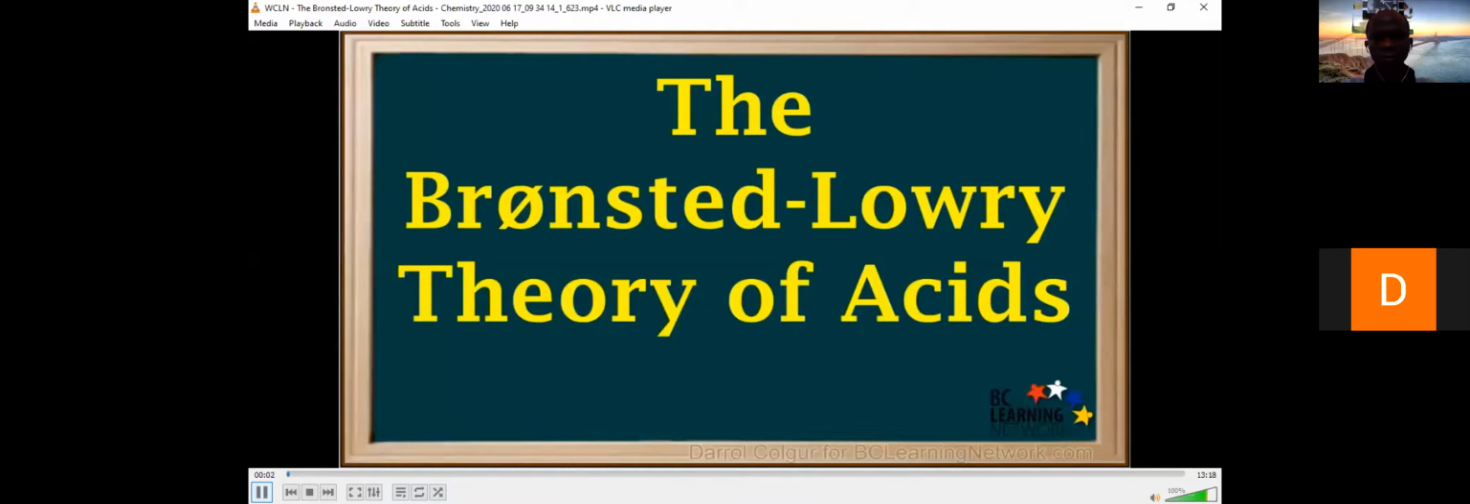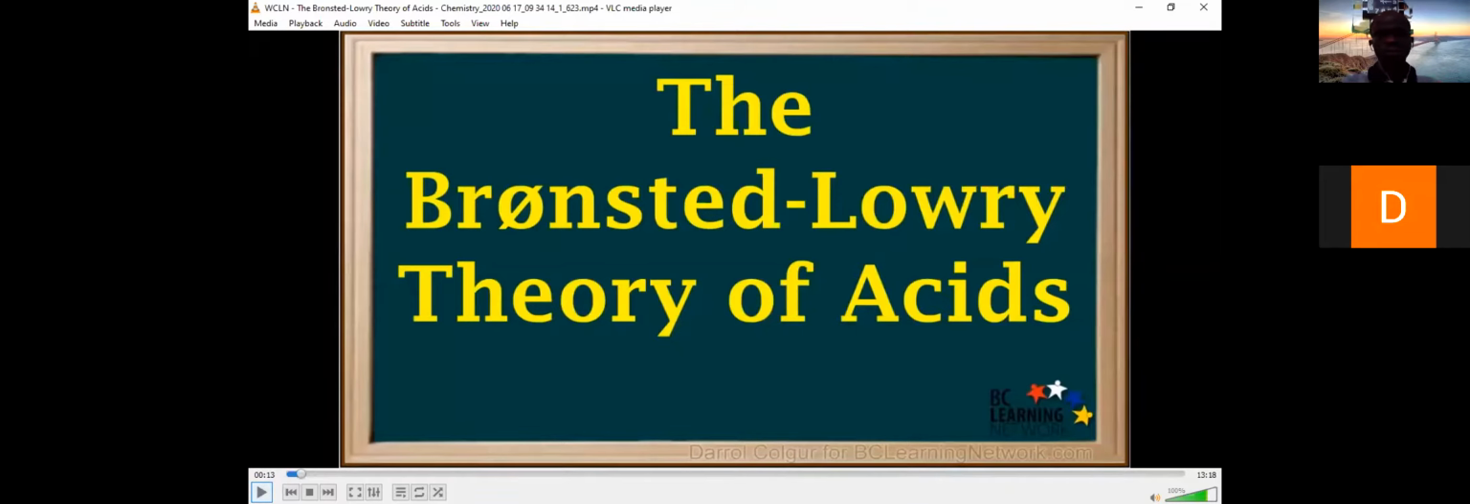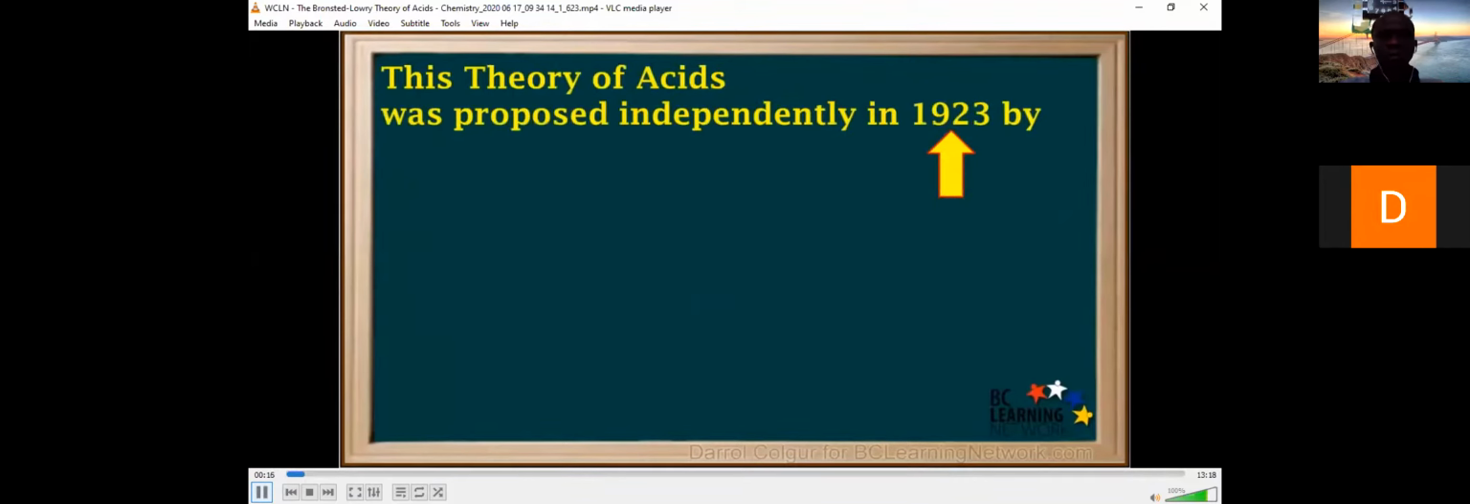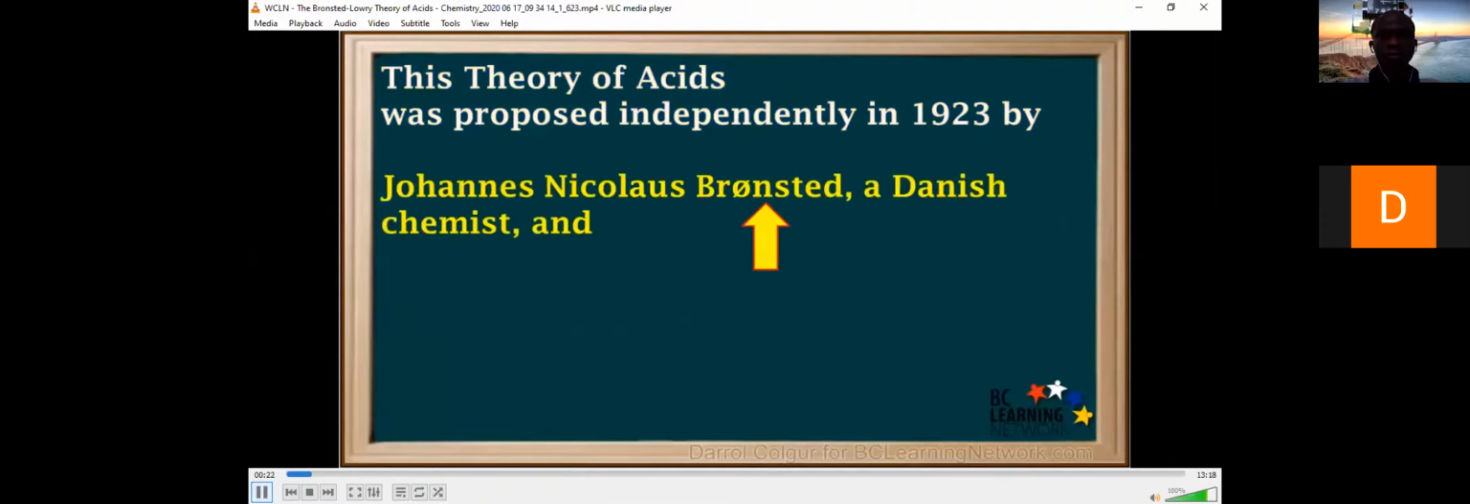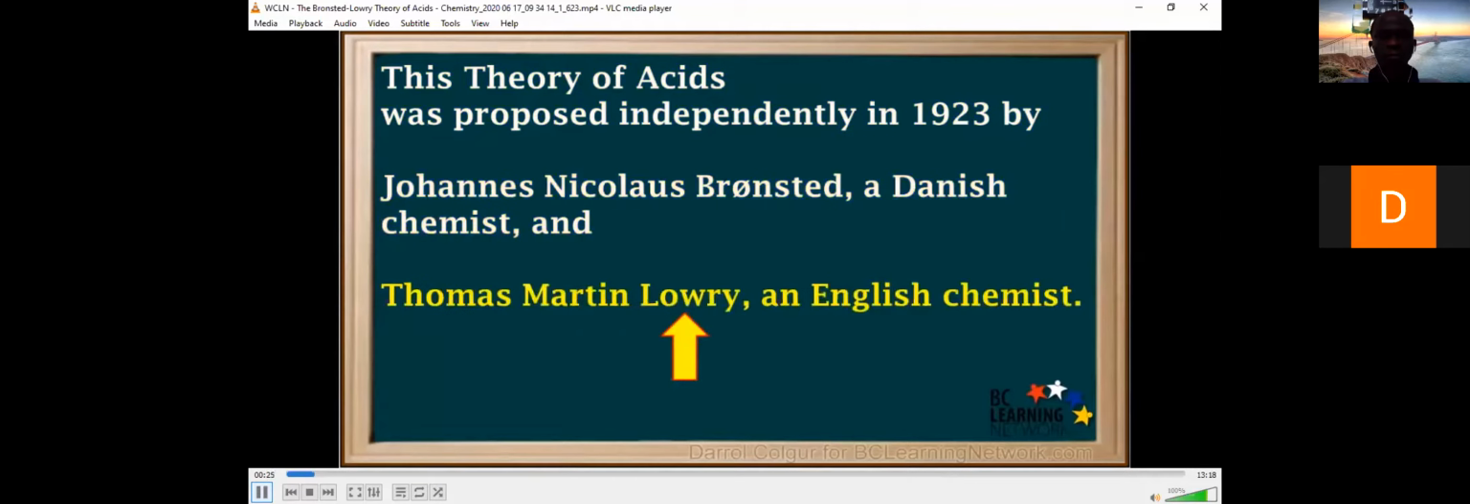Two important theories have been developed to explain the properties of acids, bases, and salts. These are the Arrhenius theory and the Bronsted-Lowry theory. Here, we'll look at the Bronsted-Lowry theory. This theory of acids was proposed independently in 1923 by two people, Johann Nicholas Bronsted, a Danish chemist, and Thomas Martin Lowry, an English chemist. We'll introduce the main points of this theory.